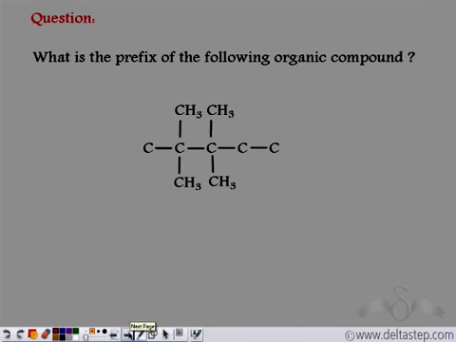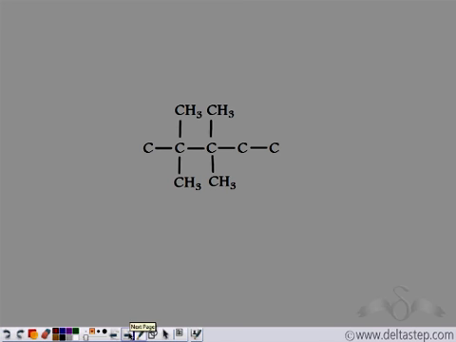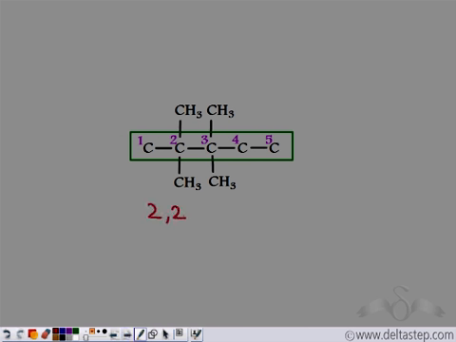Now we are given an organic compound. What is the prefix of this organic compound? So let's take our organic compound. First step, find the longest carbon chain. Longest chain consists of 5 carbon atoms. So now we number our substituents. We see that the first substituents are at position 2 and 2 substituents are at position number 2. So we write 2, 2.